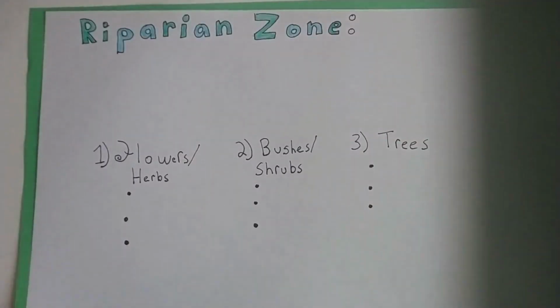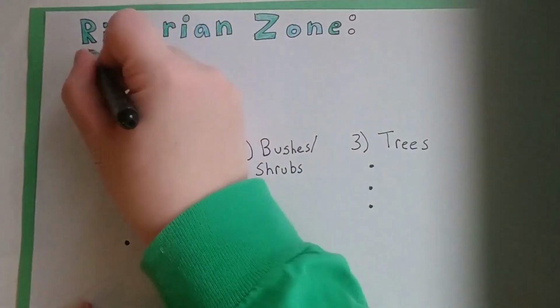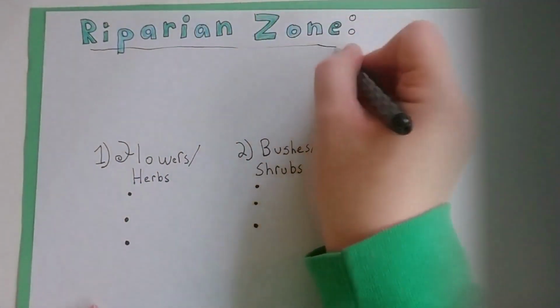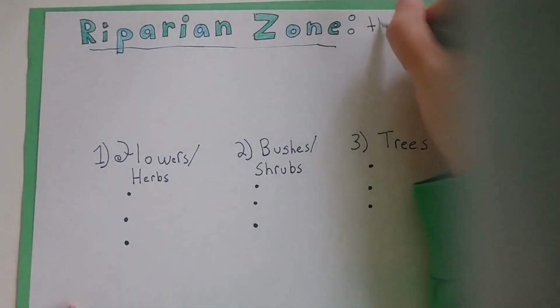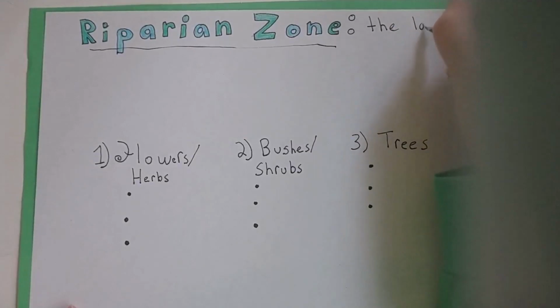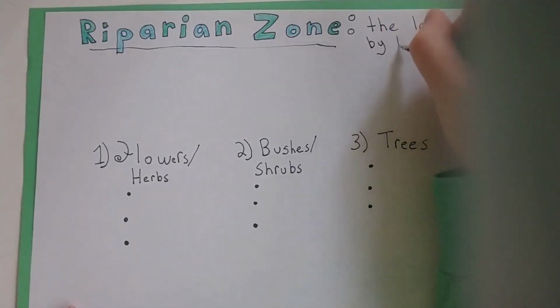So I talked about the riparian zone, and the riparian zone is a key definition. So let's write that down because that's a vocabulary word. So the riparian zone is the land by the water.